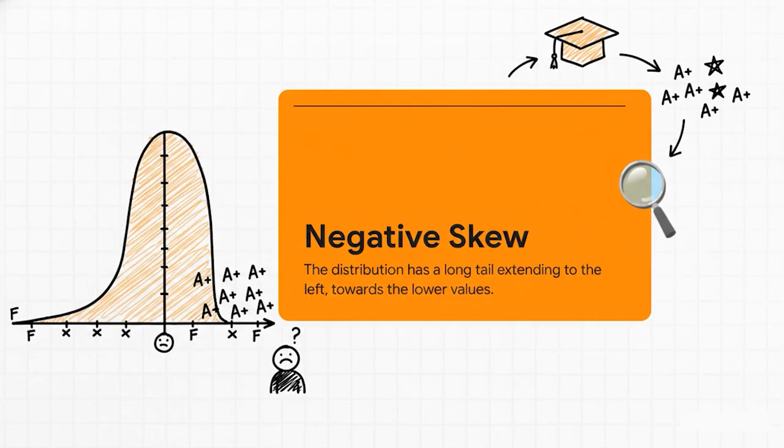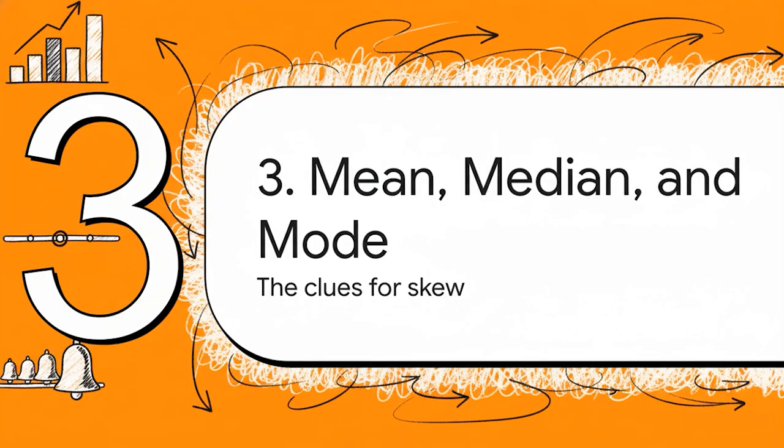And you guessed it, the opposite of that is a negative skew. This time, the tail gets stretched out to the left towards the lower numbers. This happens when most of your data is bunched up at the high end, but a few super low values are dragging the whole thing down. Think about grades on a really easy test. Most students get an A, but maybe a couple of people didn't study at all, and their scores pull that average down.